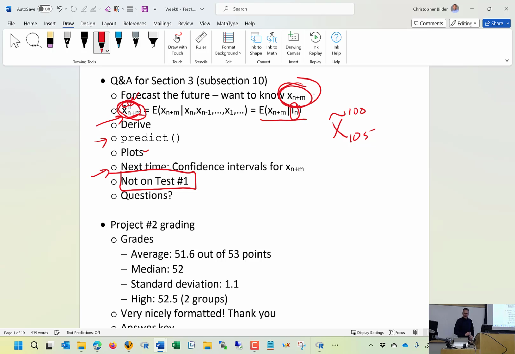Again, this forecasting stuff is not on test number 1. Are there any questions? Okay.